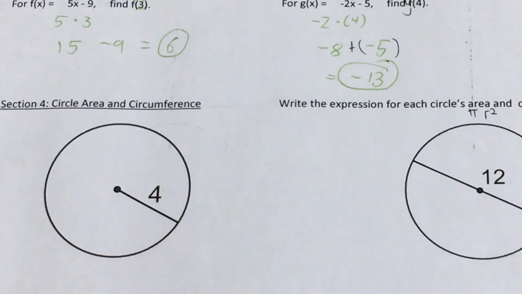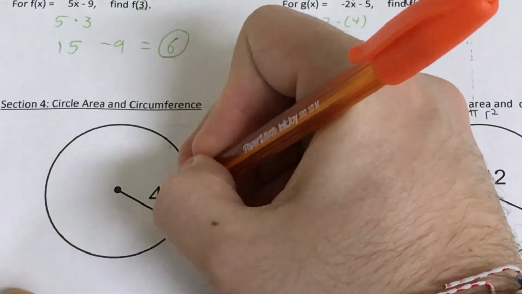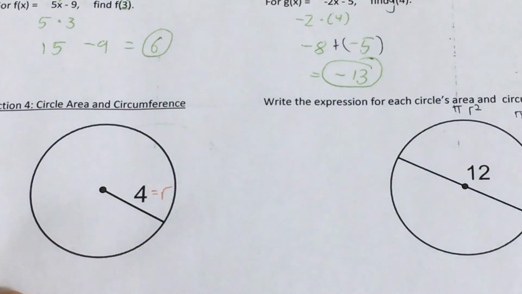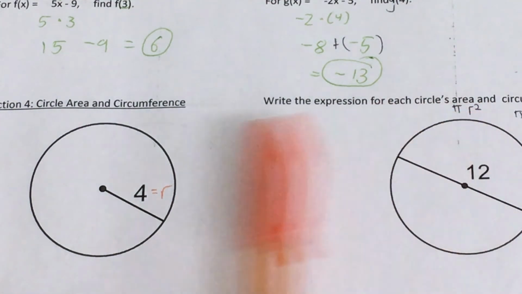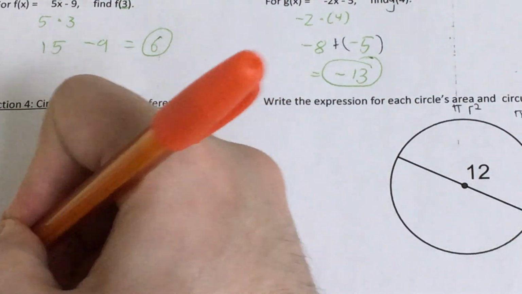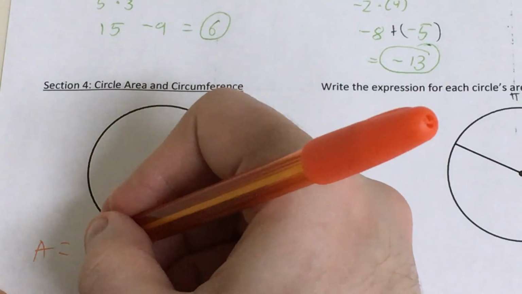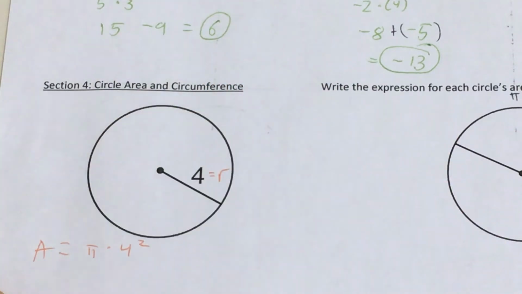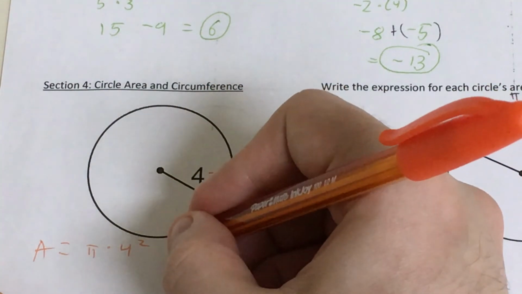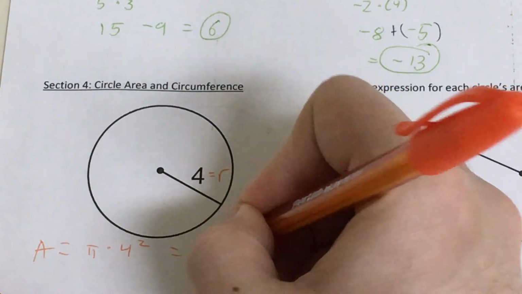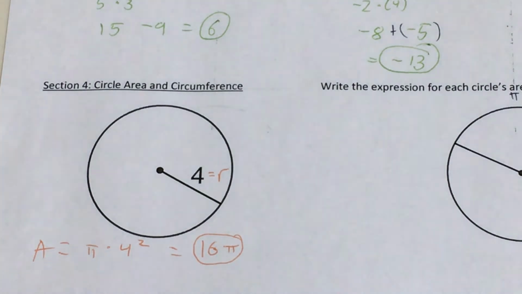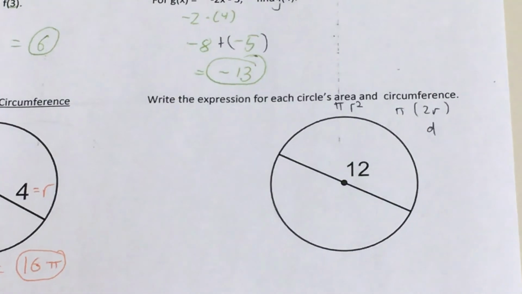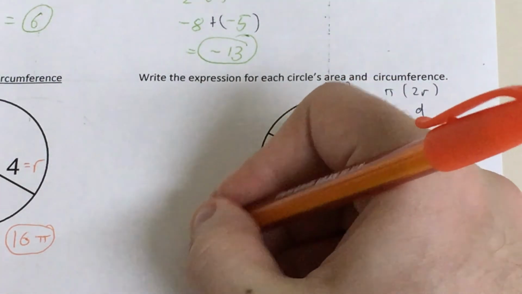So if we come over to this circle, this time it gives us the radius of 4, which means that if we are looking at pi r squared, it'll be pi times 4 squared. 4 squared, also known as 4 times 4, is 16. So if you're doing this without a calculator, which my students will be, the expression that would represent this area is 16 times pi.